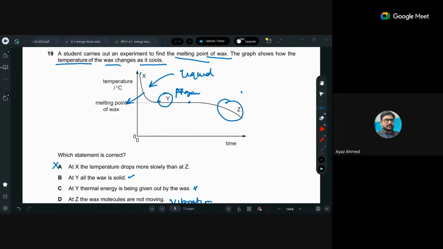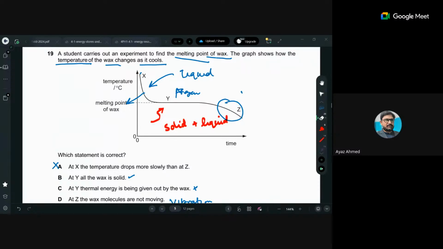Just a second. This question has a confusion. At point Y, it is solid and liquid both, actually. Yes, it is solid and liquid both. So you can simply say at Y, it is converting from solid to liquid. Is the Y point on the constant part of the graph? Never mind, it is on the constant. That's right. Just a second.